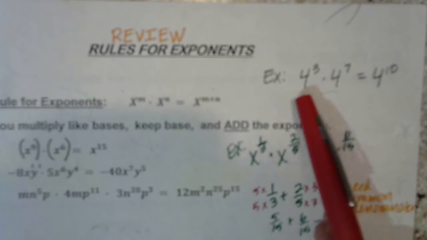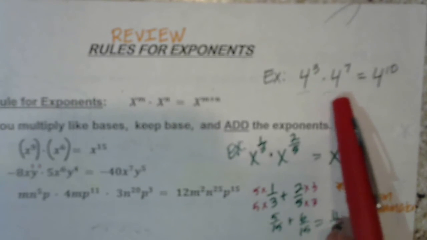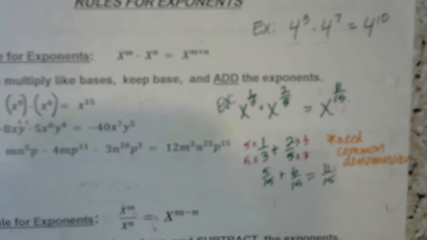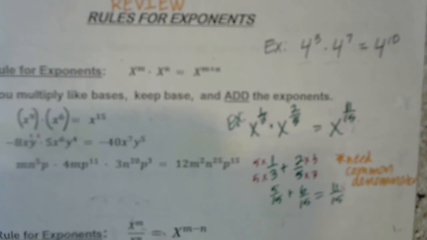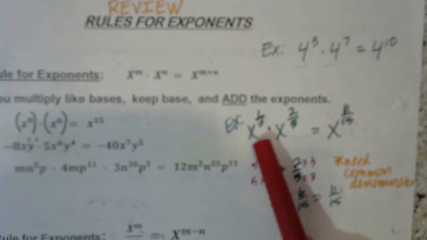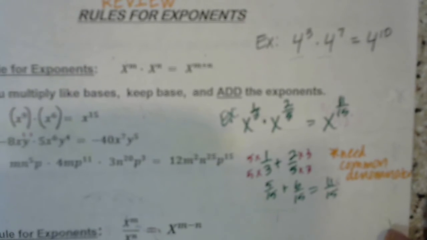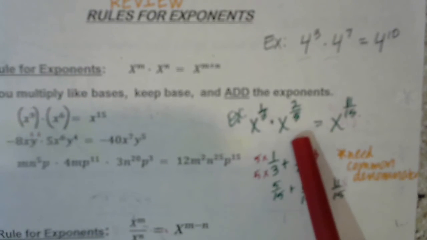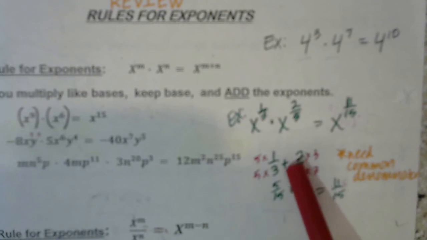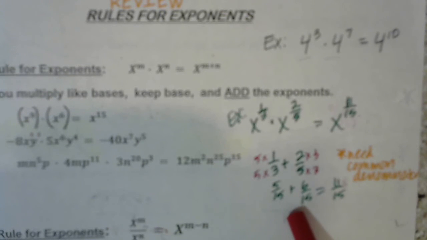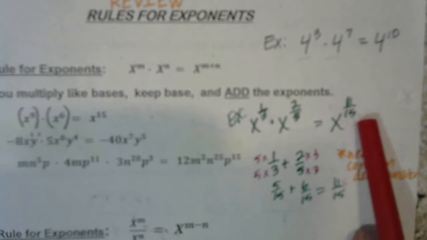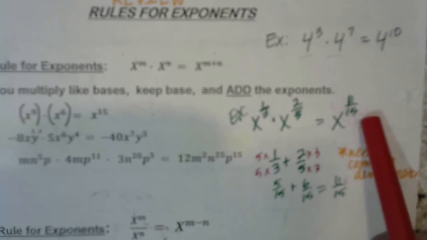Numbers can also be bases. So I showed you an example like that. But in Chapter 10, the majority of the time, you'll be dealing with fraction exponents, like I said. So same base. I know I add these, but they're fractions, so I need a common denominator. Walked you through that here. The answer is x to the 11 over 15 power.